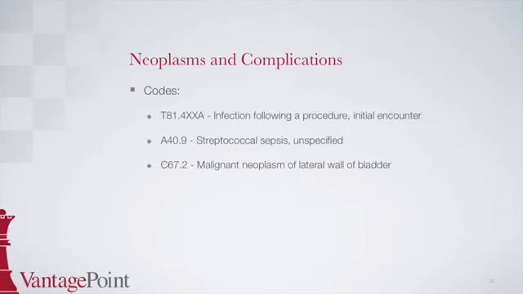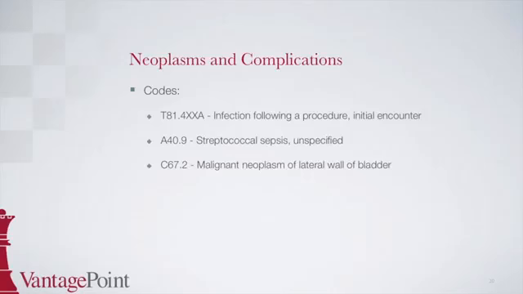When we confirm this code in the tabular list, we see that a 7th character is required for episode of care, and since it appears that this is the first time the patient is being seen for the complication, the 7th character A for initial encounter is appropriate. Remember that since the 7th character must always be in the 7th character position, and our code is only 4 digits long, 2 X placeholders are needed for the A to be in the 7th character spot. That gives us a final code of T81.4XXA.